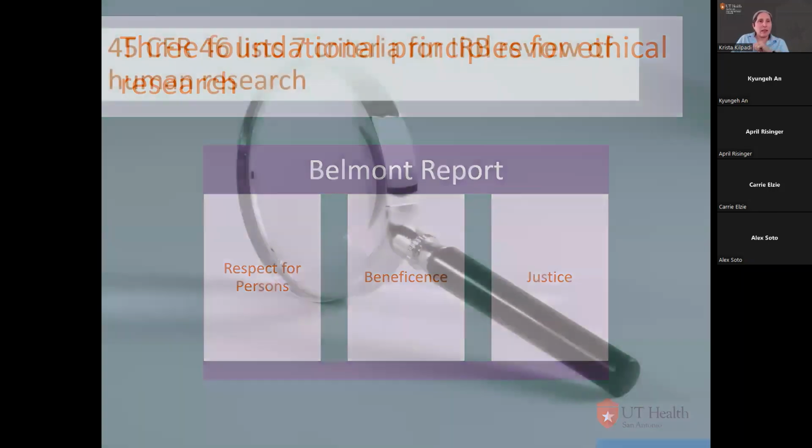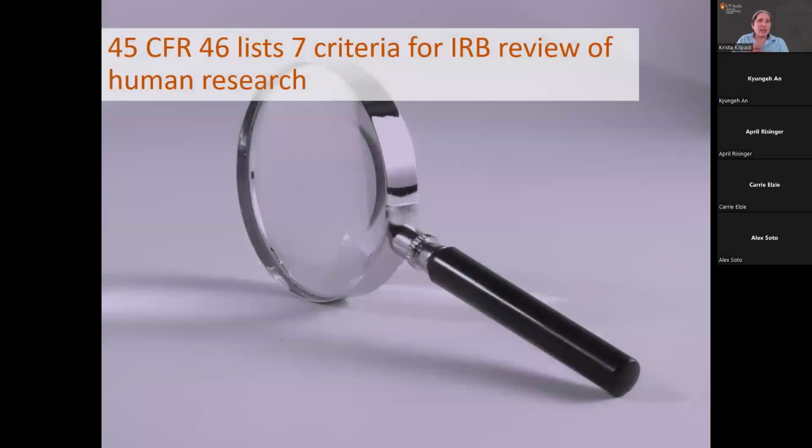So based on those 3 research principles, the Common Rule law sets out a list of 7 criteria for IRB review of human research. So this is what the IRB is looking for in your IRB application. They're looking to be able to answer these 7 questions.